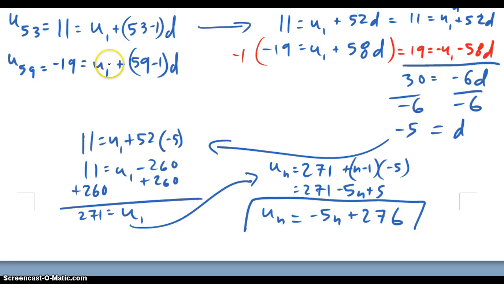I put the two equations up here, the 53rd and the 59th, and then I was able to solve the system. I actually wrote out multiplying by negative 1 here, so the u sub 1's cancel out. I solved for d, which was negative 5, plugged that back into one of the two equations, doesn't matter which one, I chose the first one, to solve for u sub 1, and then I plugged that back into the original formula to simplify it a little bit to get u sub n equals negative 5n plus 276 in this case.